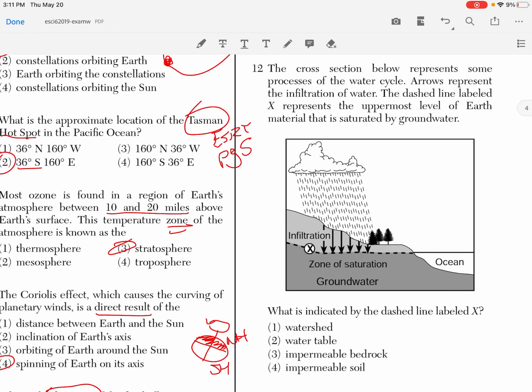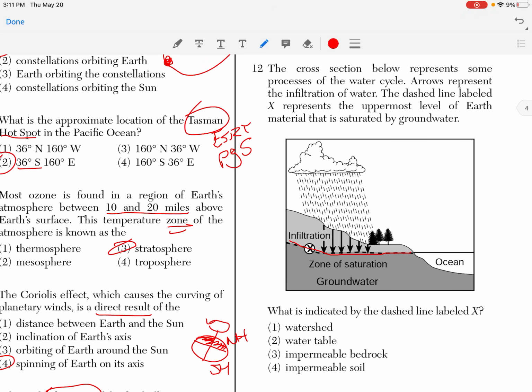All right, number 12. Number 12 is a question that's related to this picture of the water cycle and water falling from the sky onto a surface, and it's, as it says, infiltrating into the ground, and then it's going down to this zone of saturation down below called groundwater. And what the question is asking is, what is this line represented by the X right here? What is the top of the zone of saturation?